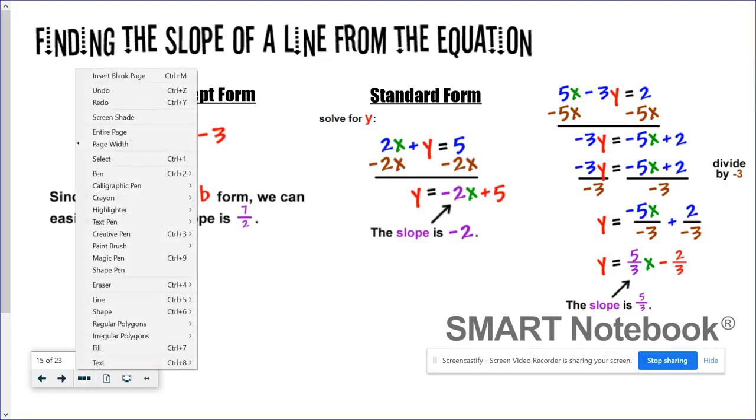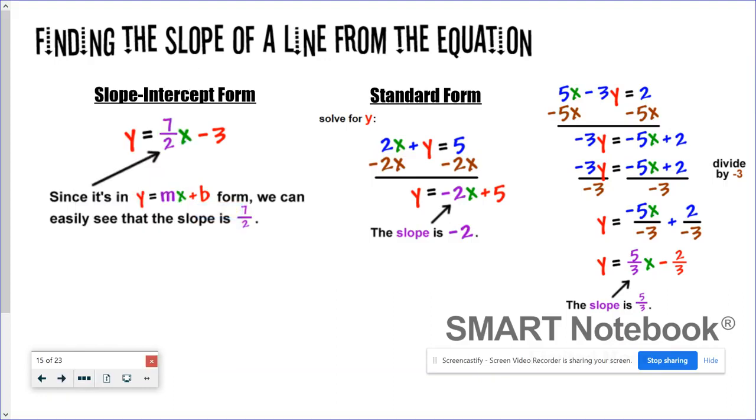Now, if it's in slope-intercept form, that's pretty easy. On the left side of the screen, we have y = 7/2 x minus 3. Well, 7/2, that's the value of m, so that's your slope. So it's really easy when it's in slope-intercept form. When it's in standard form, you want to solve for y. So that first example is a really easy one. To get y all by itself, they're merely subtracting 2x from both sides. Then they get it in slope-intercept form. So the slope is -2.